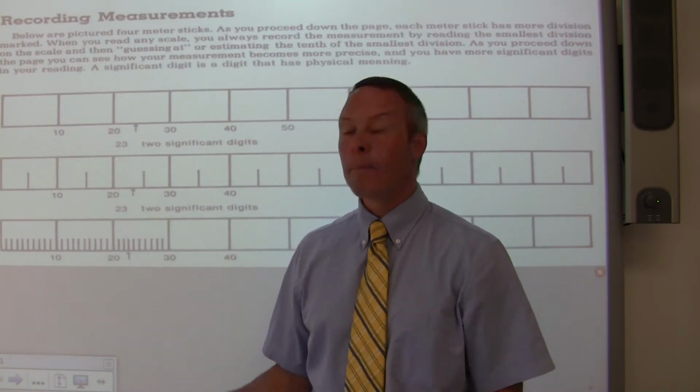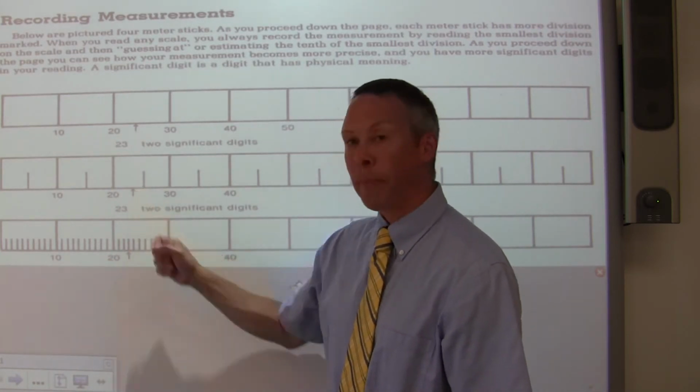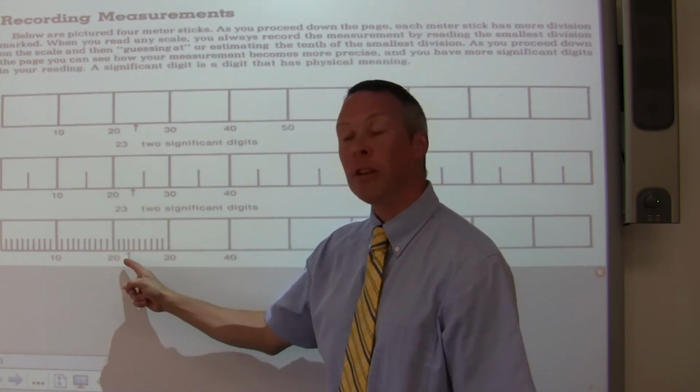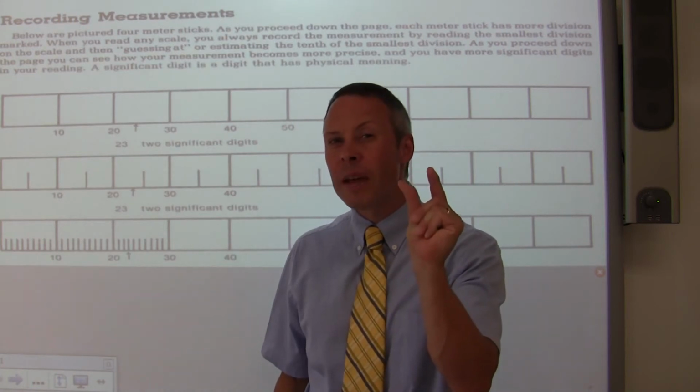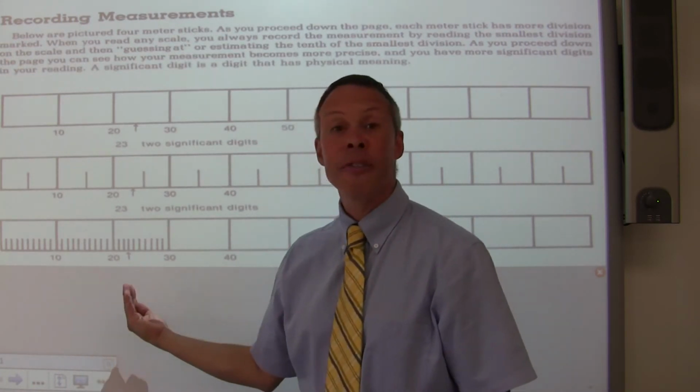It's 23. But with significant figures, we always have to estimate one more place, just like we did up here. We knew it was more than 20. We weren't sure, so we guessed 23. So here you need to do the same thing to show that there's one more value that you're uncertain of. It's 23, and now it's just a guessing game.